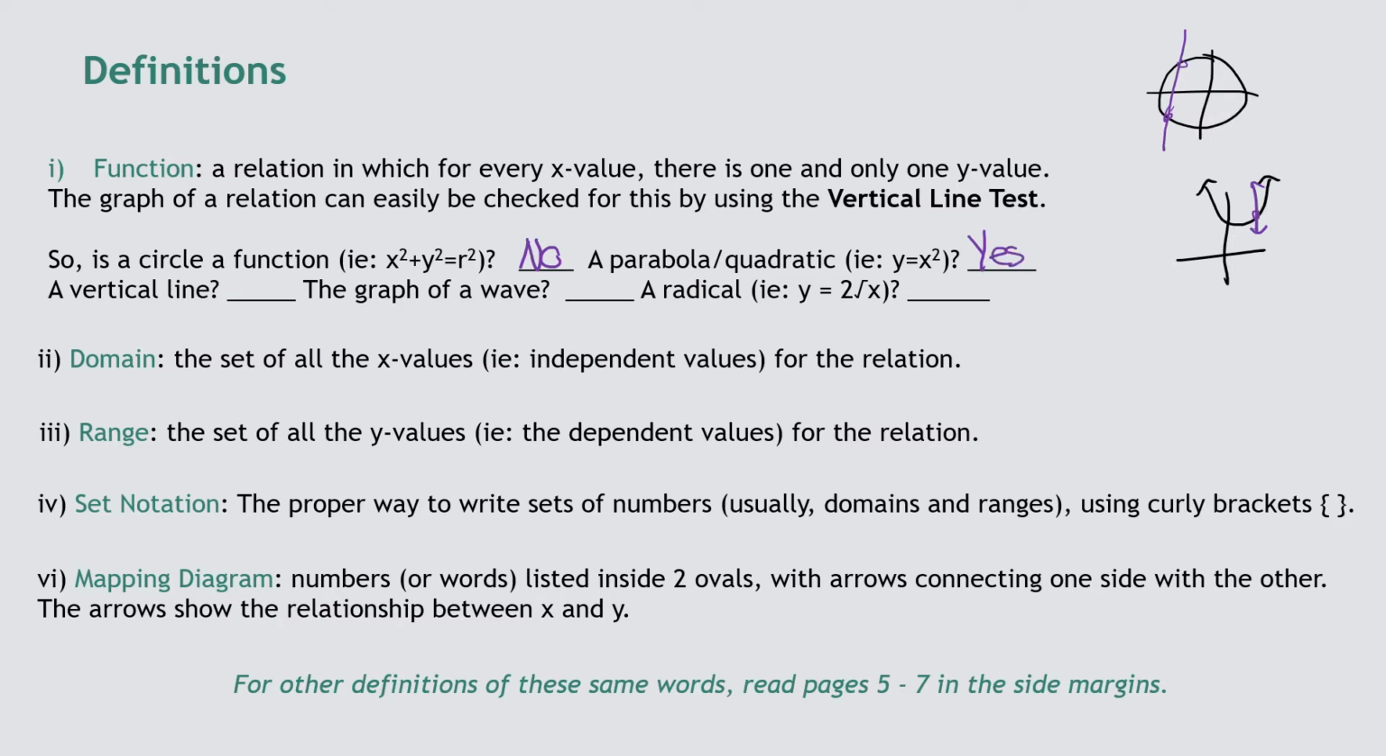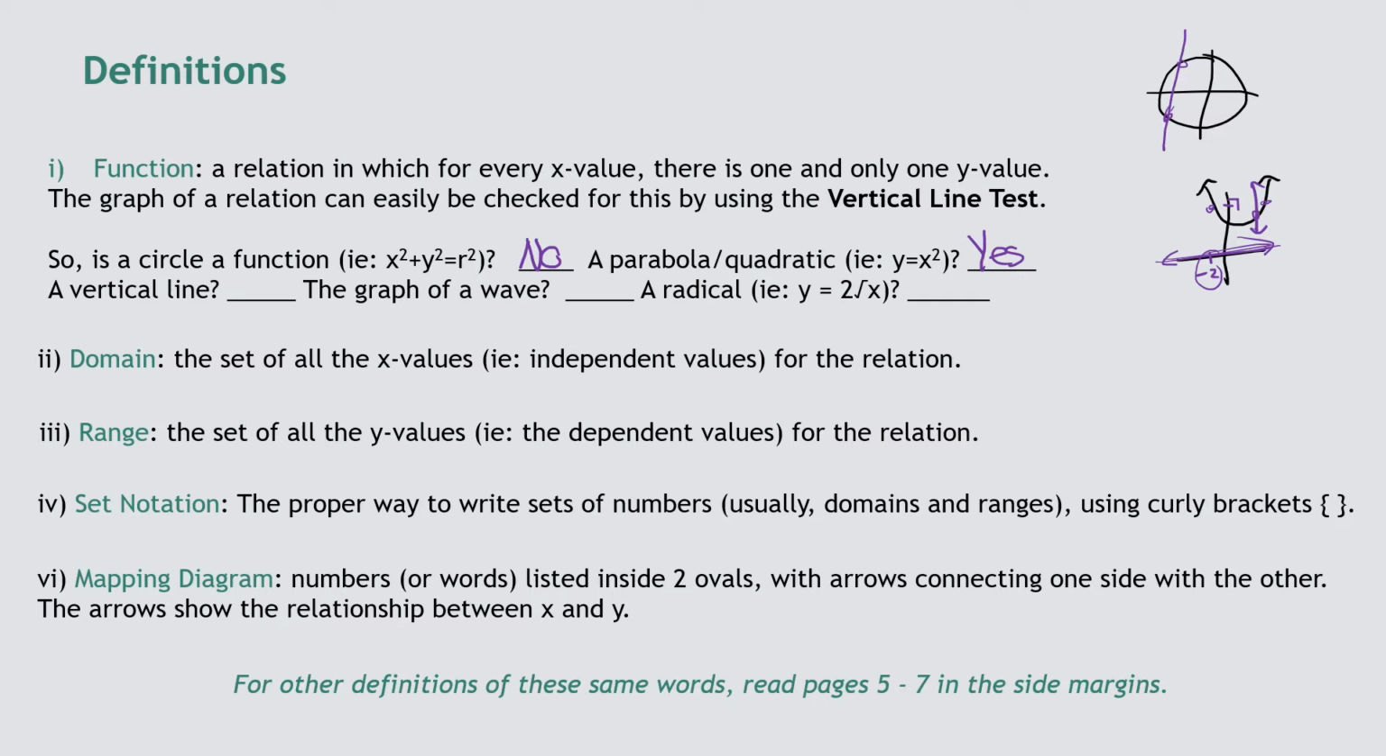Because remember the definition is saying that for every x value, let's say the x value of -2, there is one and only one y value. Maybe this y value is a 7 here. So although we have the y value of 7 in two places, for every x value, there's only one spot. No matter what x value you pick going along the x-axis, back and forth, you're only going to hit the parabola once. That makes it a function.